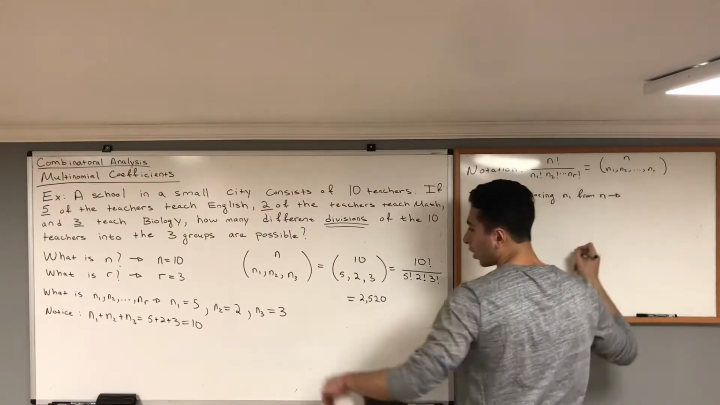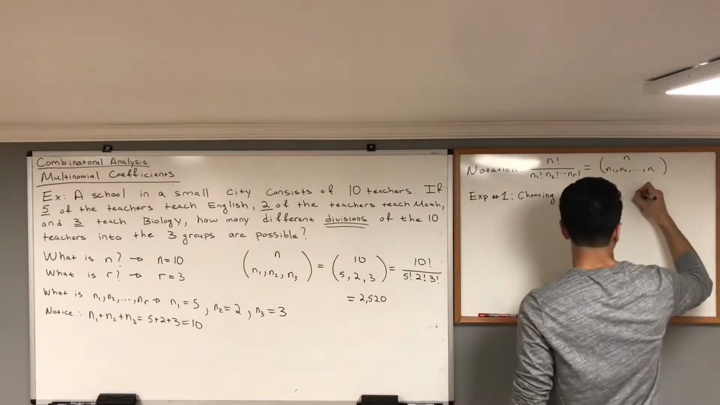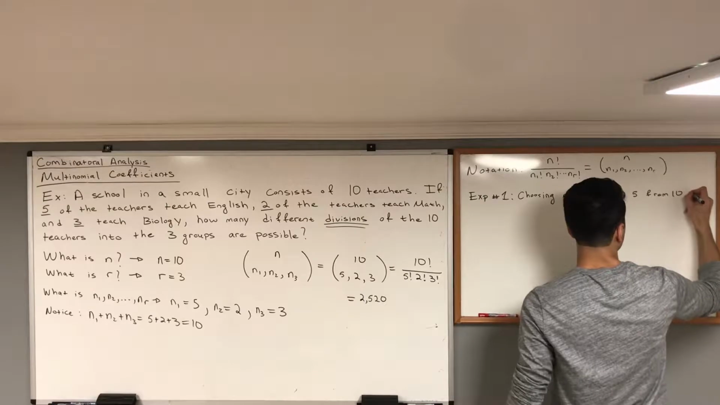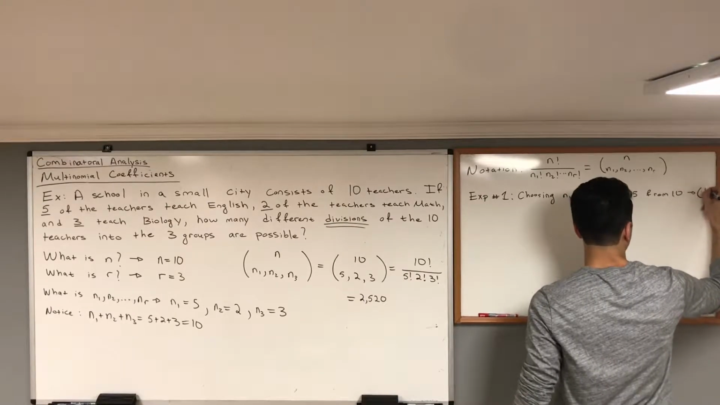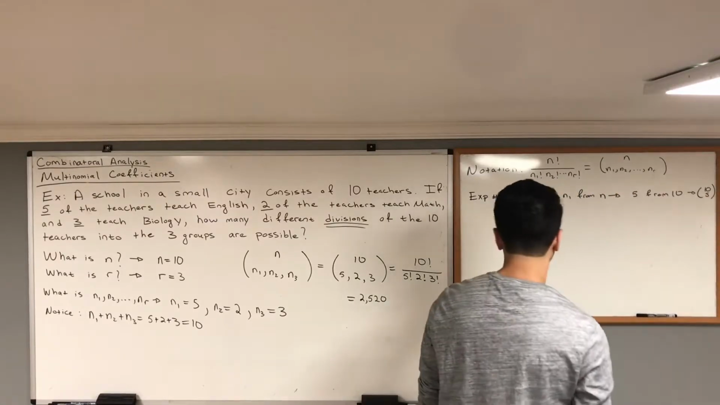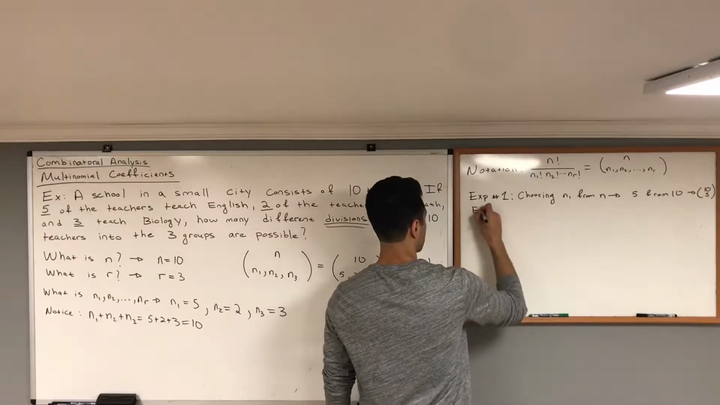Well, in this case, n1 is 5, so 5 from 10, right? Oh, that's just 10 choose 5. Right, 10 choose 5. Experiment 2.